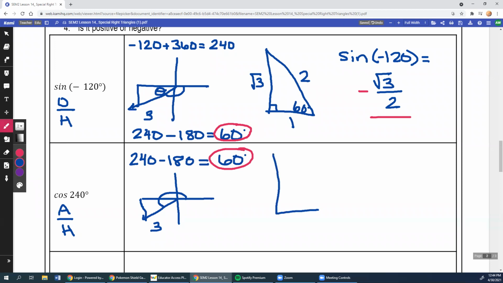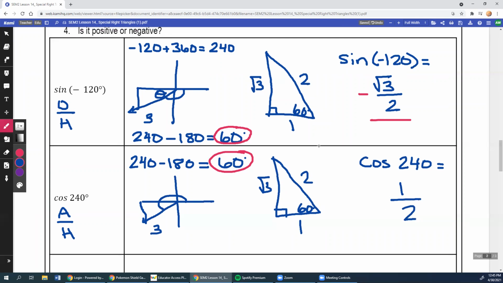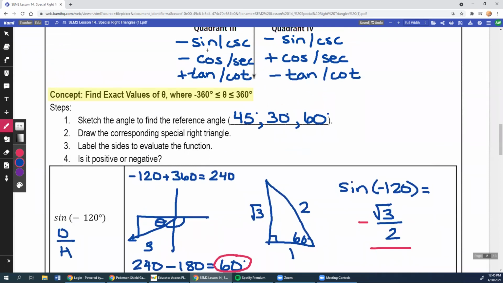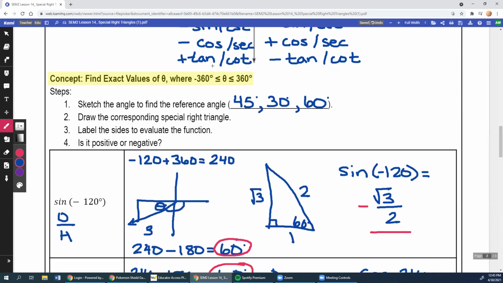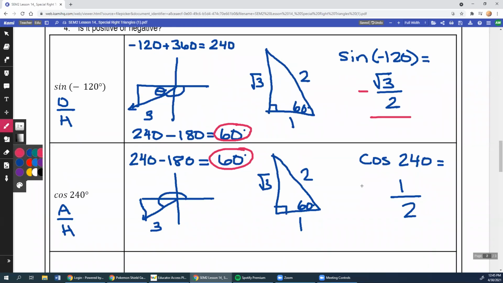I'm going to draw another right triangle with 60 degrees. Long leg is square root 3. Short leg is 1. Hypotenuse is 2. So cosine of 240 is equal to, so my adjacent of 60 is 1. My hypotenuse is 2. And again, I'm going to scroll up. Quadrant 3, cosine is negative. So we have to attach a negative onto our 1/2. So there we go. Cosine of 240 is negative 1/2.